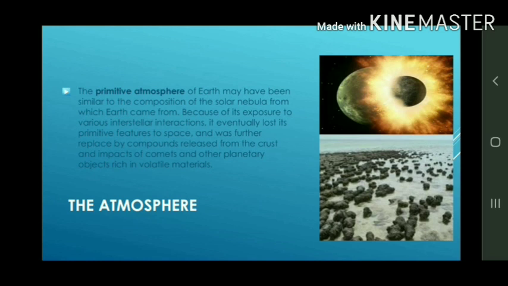So let us now discuss the atmosphere. The primitive atmosphere of Earth may have been similar to the composition of the solar nebula from which Earth came. Because of its exposure to various interstellar interactions, it eventually lost its primitive features to space. It was further replaced by compounds released from the crust and impacts of comets and other planetary objects rich in volatile materials. So these volatile materials created the early development of Earth's atmosphere.